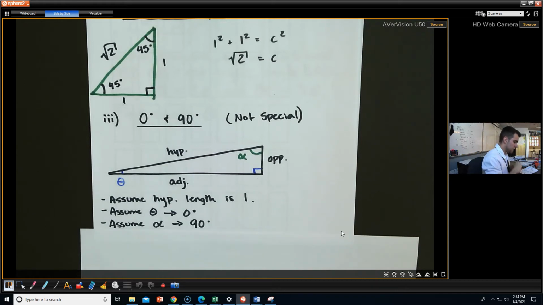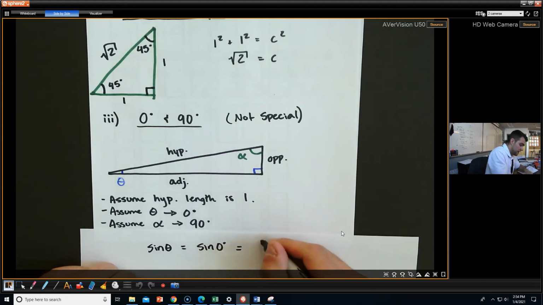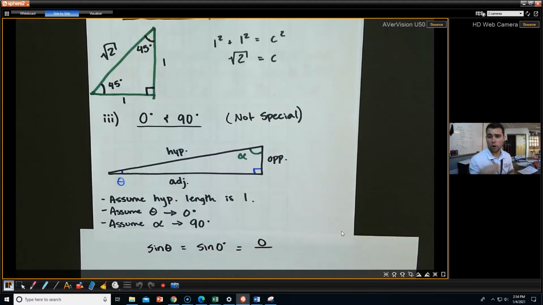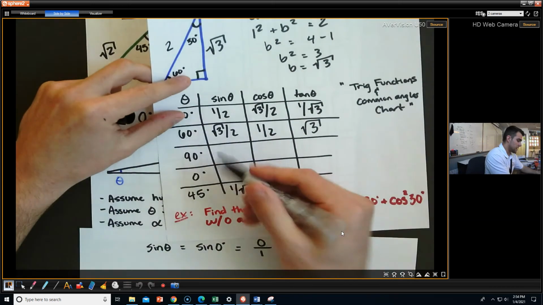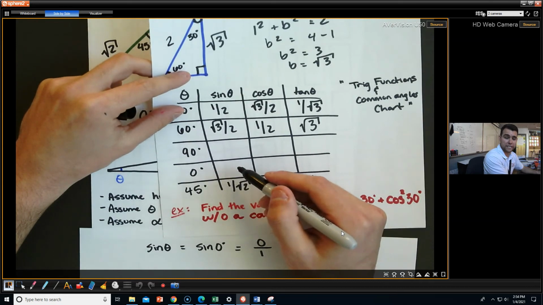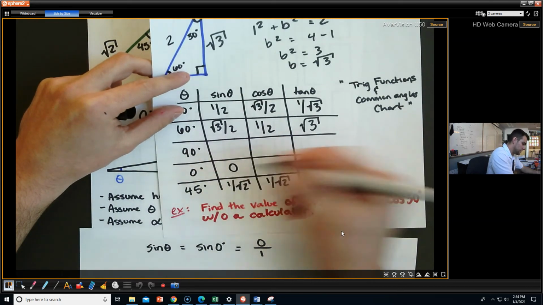So if I think about sine of theta, sine of 0 degrees in this case, I'm just going to replace it with sine of 0. I know that my opposite length is going to end up going to 0, and sine is opposite over hypotenuse, so my hypotenuse length is still 1. So that means sine of 0 degrees is just 0. Let's record that on our chart. Sine of 0 degrees is just 0.